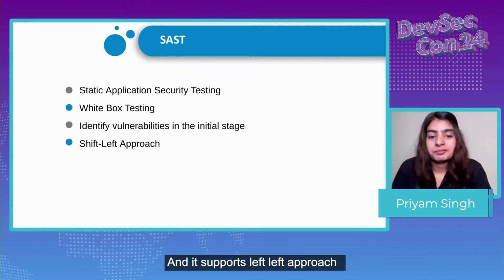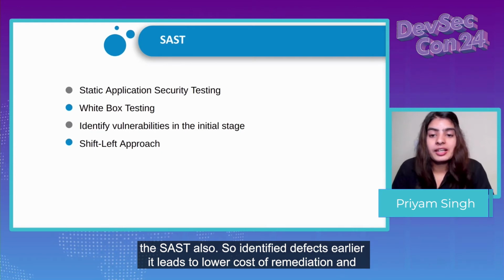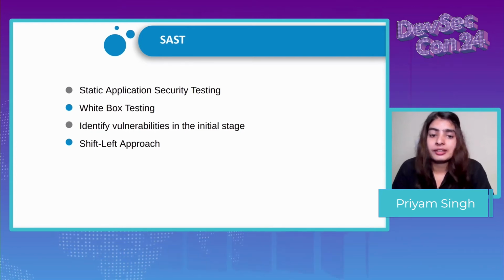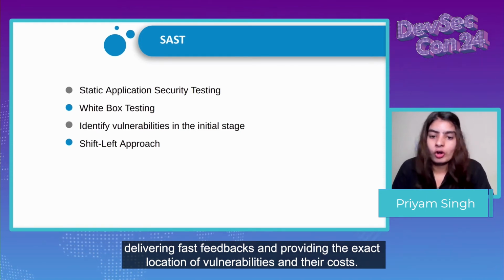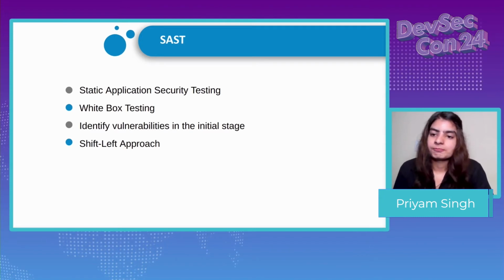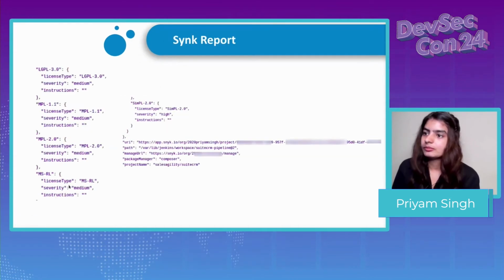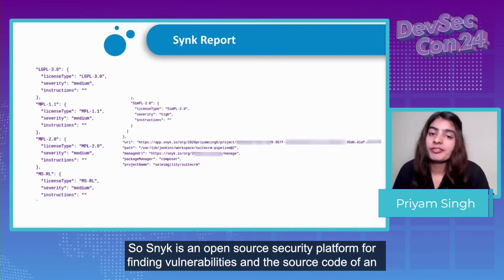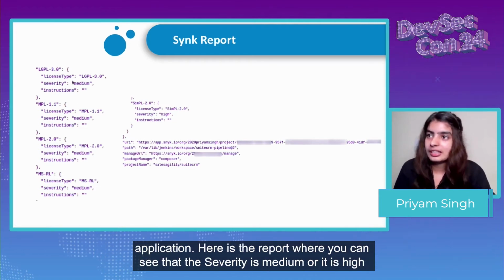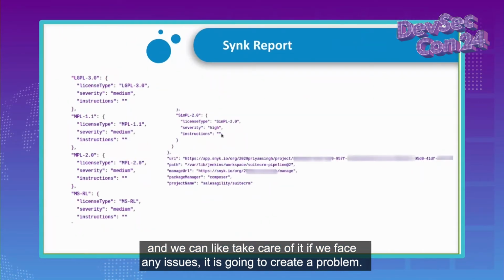SAST also supports a shift-left approach. Identifying defects earlier leads to lower cost of remediation, delivers fast feedback, and provides the exact location of vulnerabilities and their costs. The tool for SAST which I used is Snyk. Snyk is an open source security platform for finding vulnerabilities in the source code of an application. Here is the report where we can see whether the severity is medium or high, and we can take care of it if we face any issues that are going to create a problem.